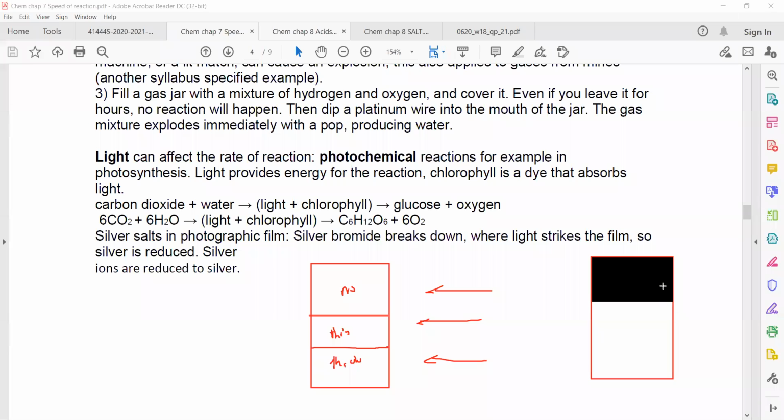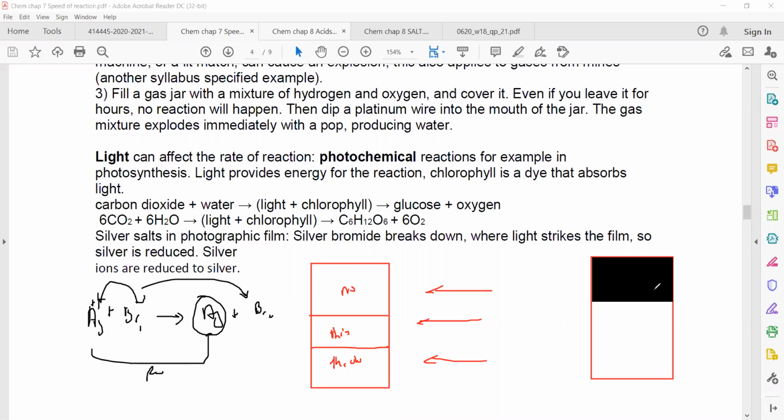Why turn black? Because silver ions in silver bromide turn into silver atoms, because silver bromide contains Ag and Br. So bromide will lose an electron and silver will take that electron, so it will turn into silver metal. So silver ion turning into silver metal is a reduction, and bromide ion turning into bromine molecule is oxidation. So it's a redox reaction.